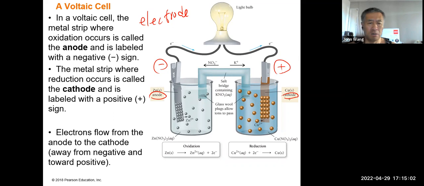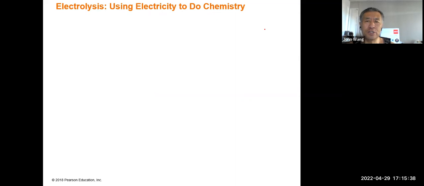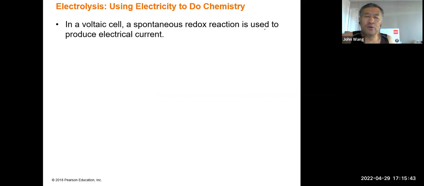Okay, so now we really harness and control the tendency. We force the electrons to go out. They still want to go to the lower potential place, like a waterfall. You can use the water to make some electricity, but that's a different story. Using electricity to do chemistry is different: we want to reverse some of those reactions.